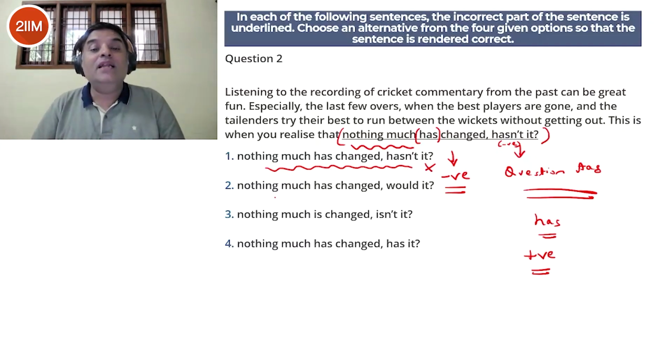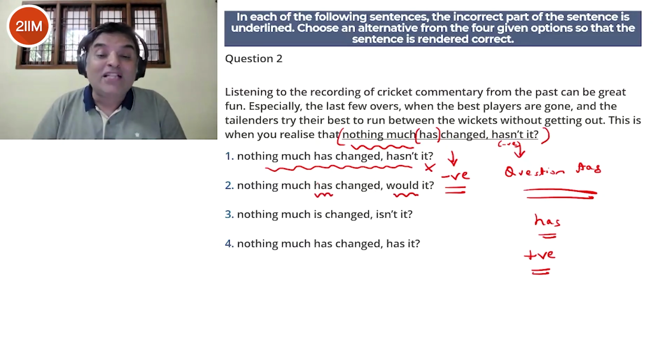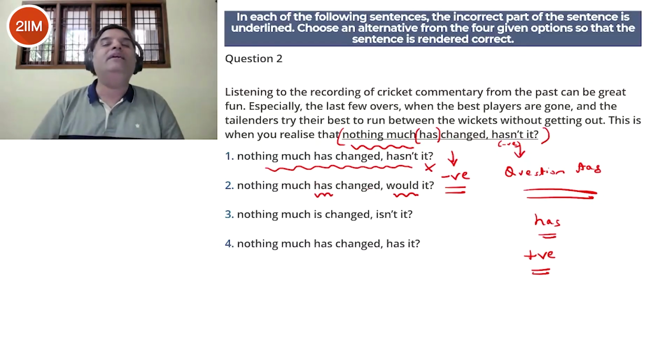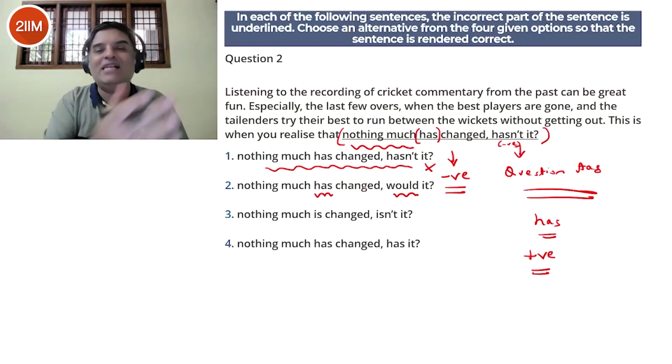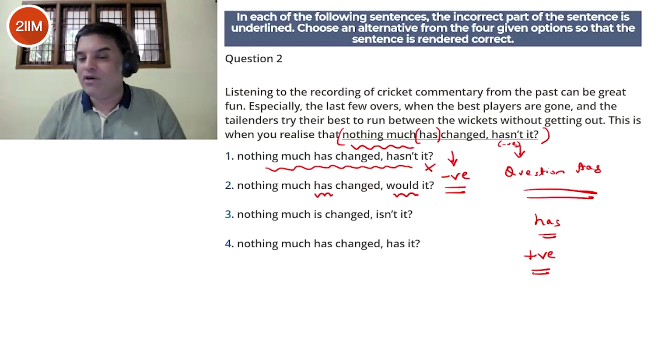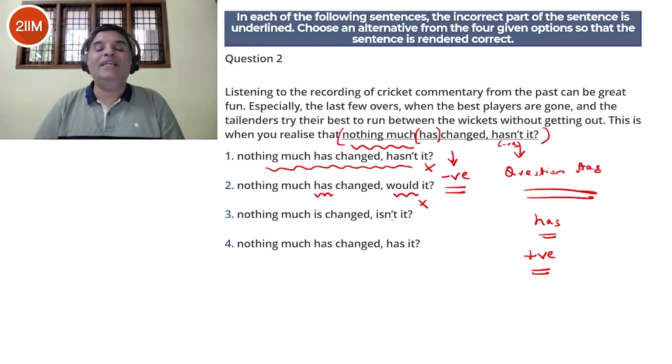Okay, let's look at this. Nothing much has changed, would it? Now, why is it wrong? It's wrong because you're not matching the auxiliary verb. You have to match the auxiliary verb. Would is completely different. Would is conditional. Has is different. It has to match the auxiliary verb. So this is gone.